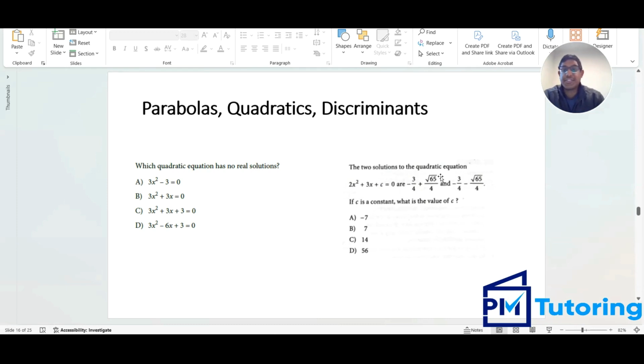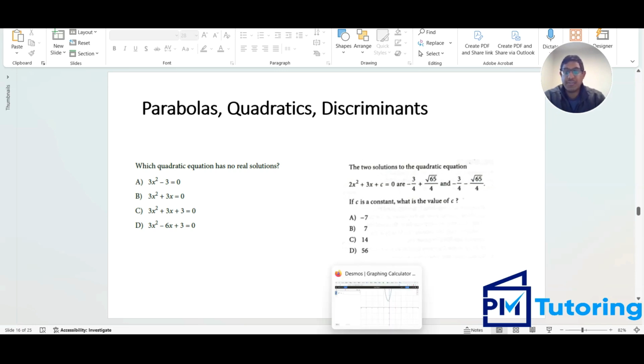Now, even more advanced, the two solutions, again, so that means where it crosses the x-intercepts, are negative 3/4 plus the square root of 65 over 4 and negative 3/4 minus the square root of 65 over 4. And it's 2x squared plus 3x plus c equals 0. C is a constant. What's the value of c? So we're going to have to use a slider and play around with our values of c to make sure that we are getting the x-intercepts we want.